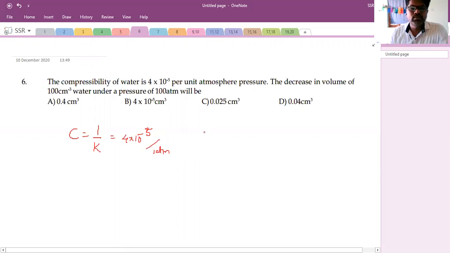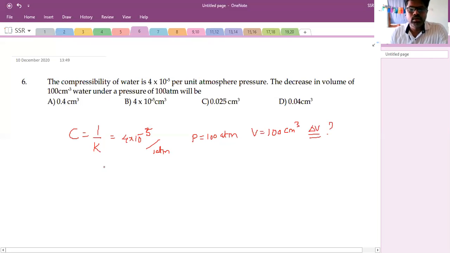Then the decrease in volume of 100 centimeter cube of water under a pressure of 100 atmosphere. Pressure P is equal to 100 atmosphere. Then you have to calculate the decrease in volume of 100 centimeter cube of water. So V is equal to 100 centimeter cube. What is delta V? They asked the decrease in volume.